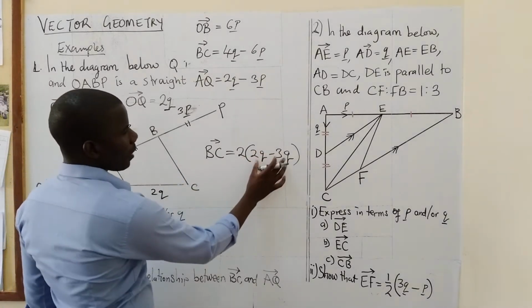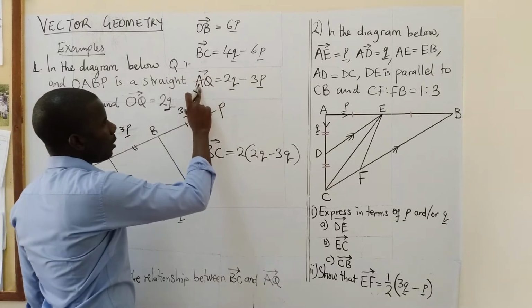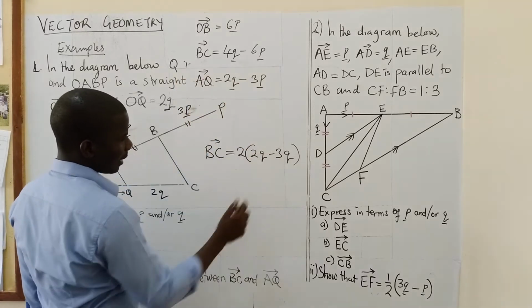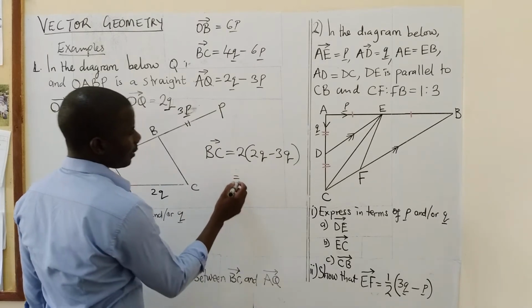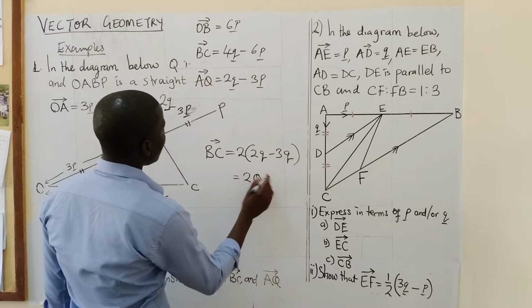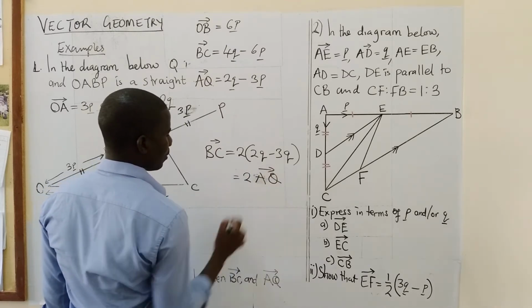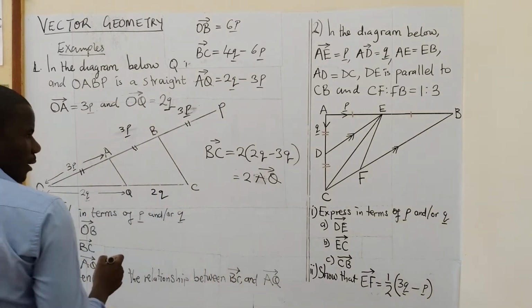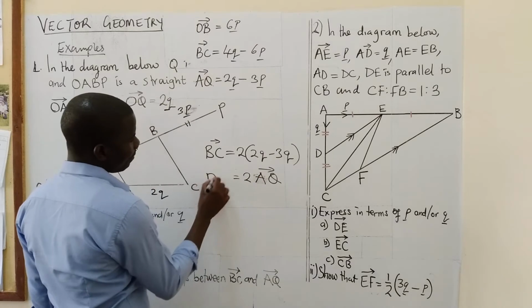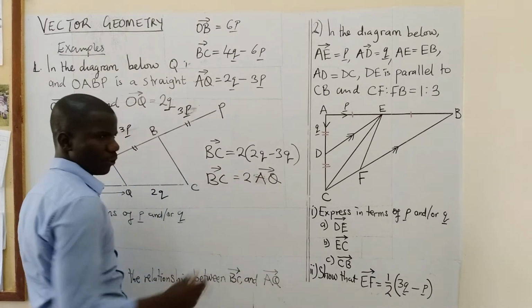And what are you seeing? What we have in the brackets here and the vector for AQ, this and this one, they are the same. So we're going to get 2AQ. Alright? So our BC is equal to 2AQ.